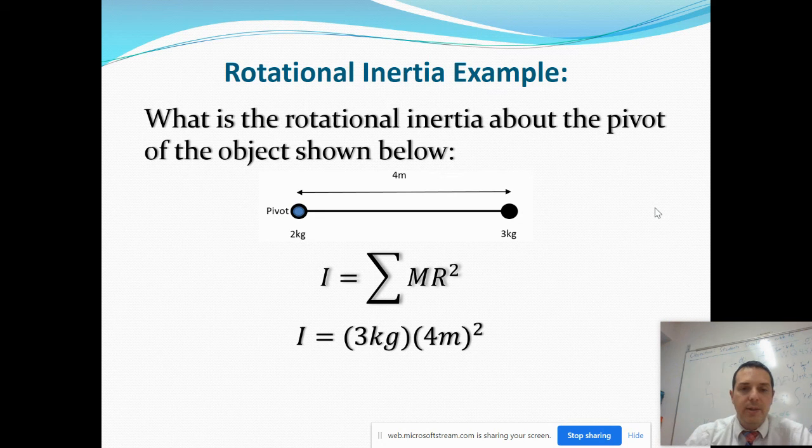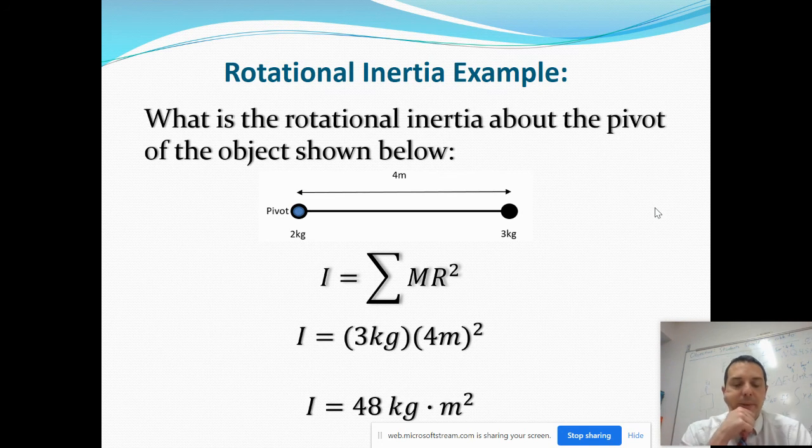So we use the equation mr squared, and we have a 3 kilogram mass and 4 meters away. That's 3 times 4 squared. And we find that the rotational inertia about the 2 kilogram pivot is 48 kilogram meters squared. Bear in mind that this would be different if we had the pivot at any other location.